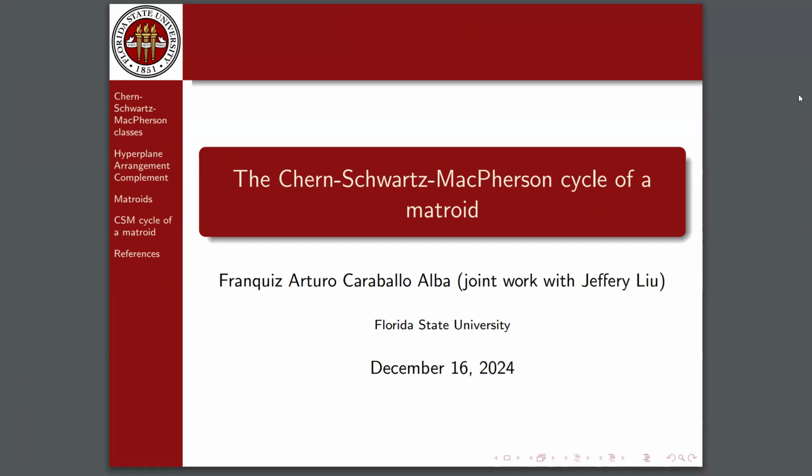Today we have another three great talks, and we start first with Franquis Caraballo Alba from Florida State telling us about the Chern-Schwartz-MacPherson cycle of a matroid. Please take it away, Franquis.